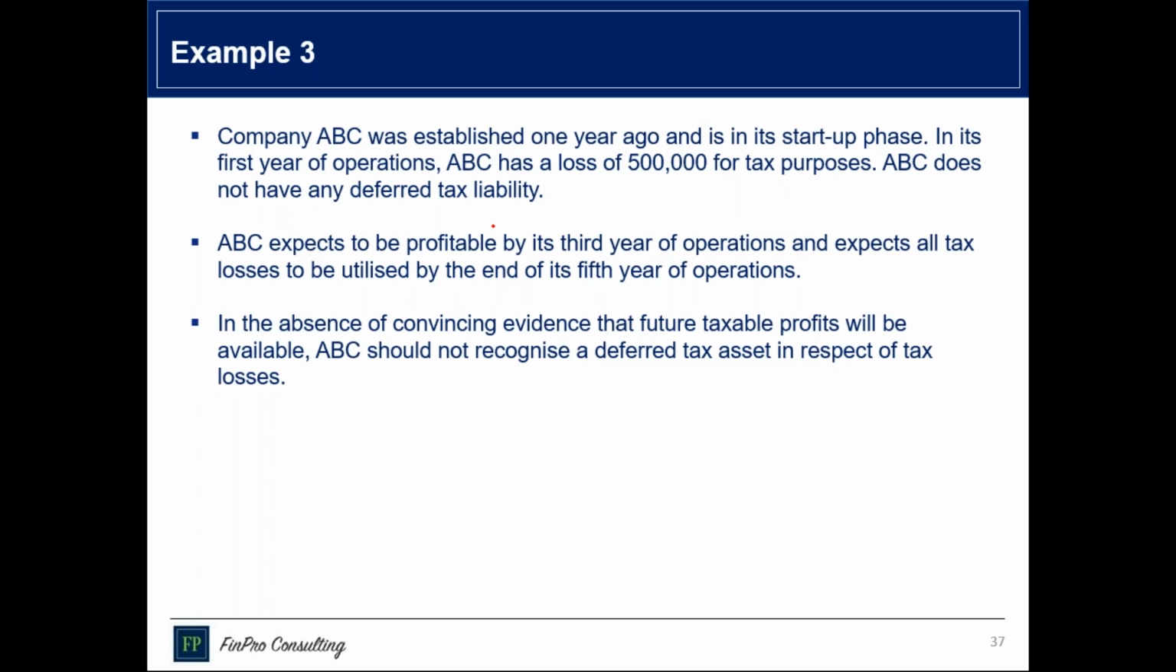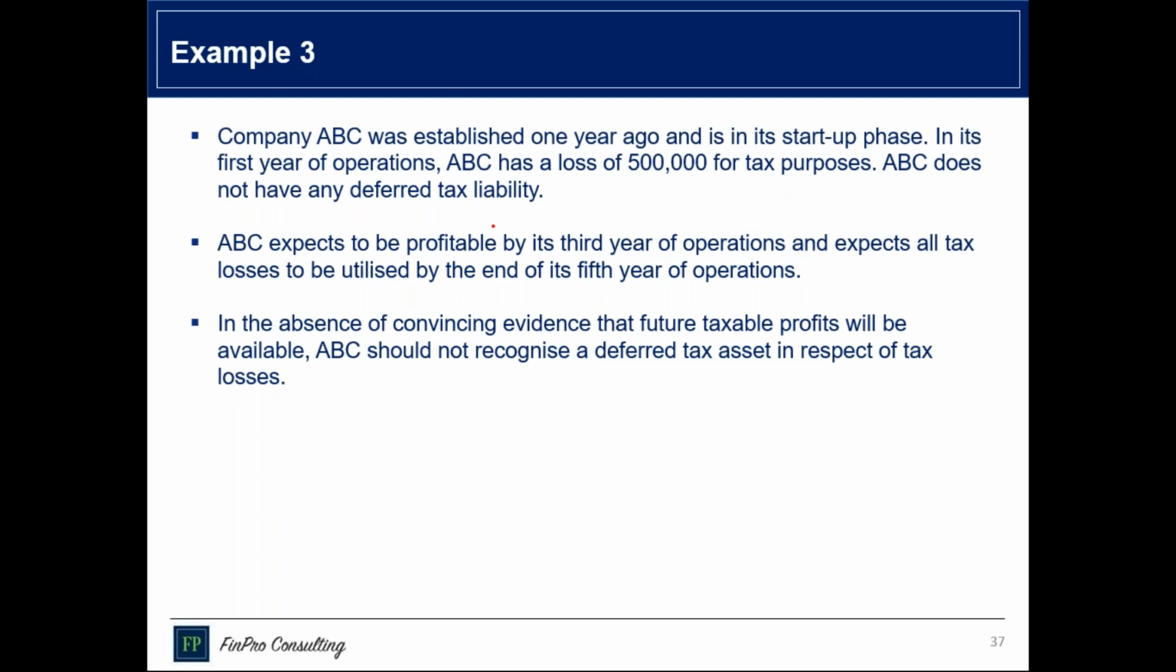So we are only saying expected to be profitable. We do not have any convincing evidence. We do not have binding sales orders. If they are cancelled, we would have to pay heavy damages. It's all in forecast, business plans, etc. So in the absence of any convincing evidence, ABC will not be in any position to recognize the deferred tax asset with respect to tax losses.